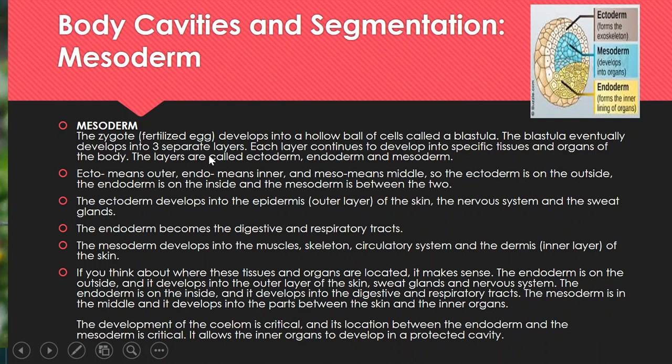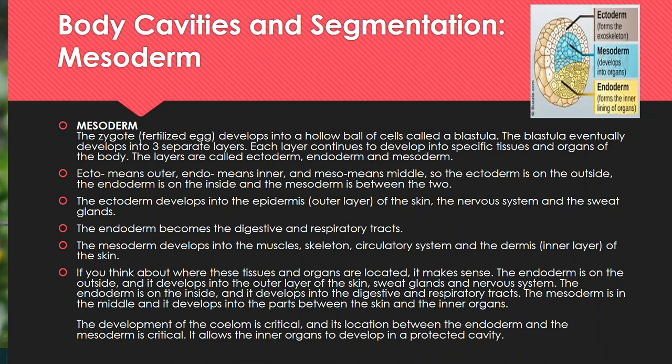The zygote, or the fertilized egg, develops into a hollow ball of cells called a blastula. The blastula eventually develops into three separate layers. Each layer continues to develop into specific tissues and organs of the body. The layers are called ectoderm, endoderm, and mesoderm. Ecto means outer, endo means inner, meso means middle. The ectoderm develops into the epidermis. The endoderm becomes the digestive system. Mesoderm becomes muscle, skeleton, and the circulatory system.